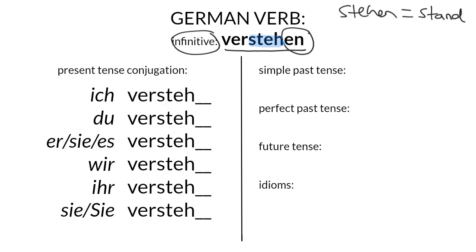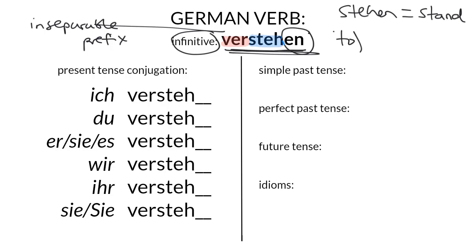And in addition to that verb, you've got the prefix ver. It's a very common prefix. And what's important about ver is that it is an inseparable prefix. That means you can't separate it from the stehen part of the verb ever. And that means that overall, this verb verstehen, which means to understand, is an inseparable verb. Its two parts always stay together.